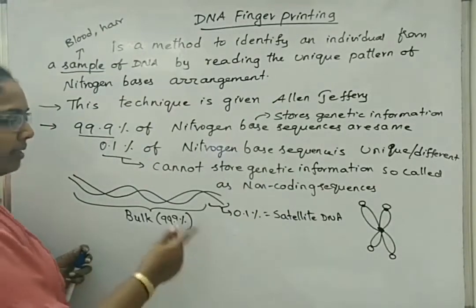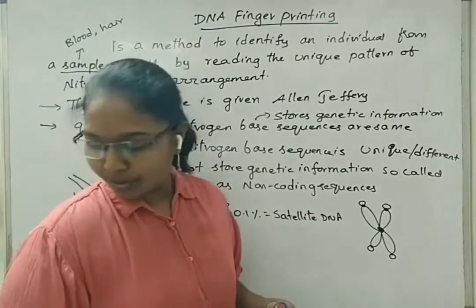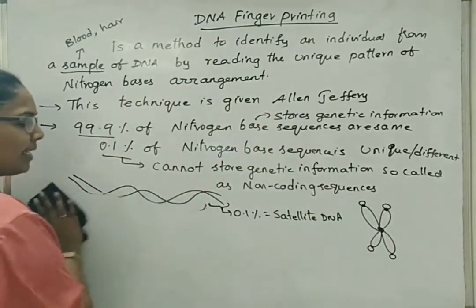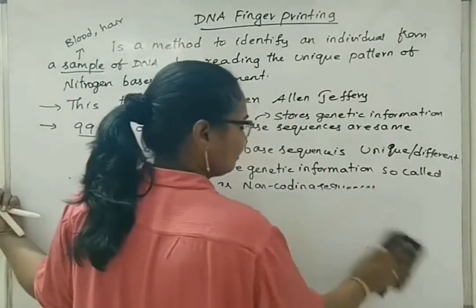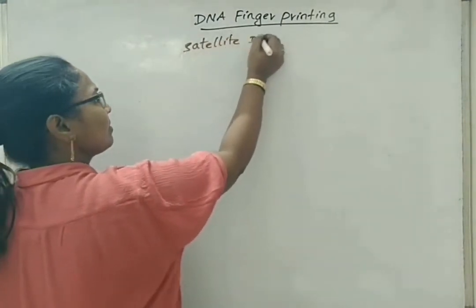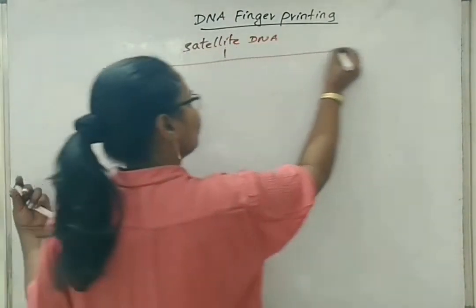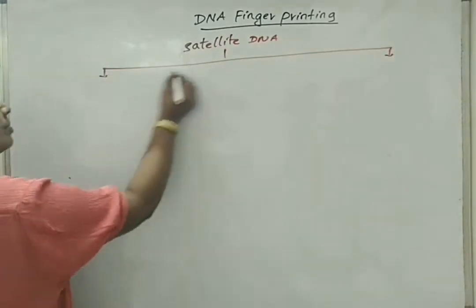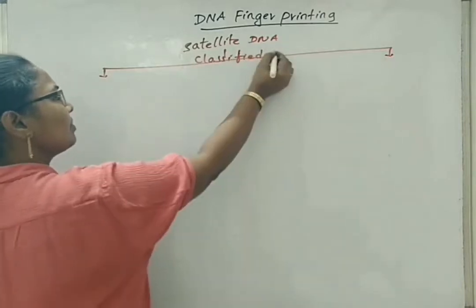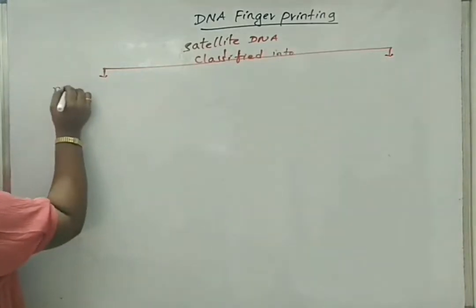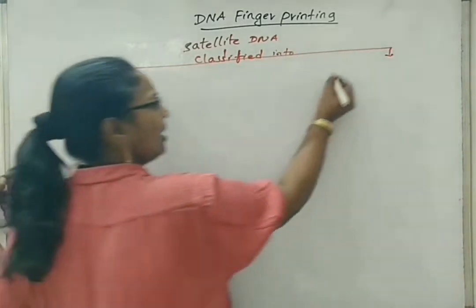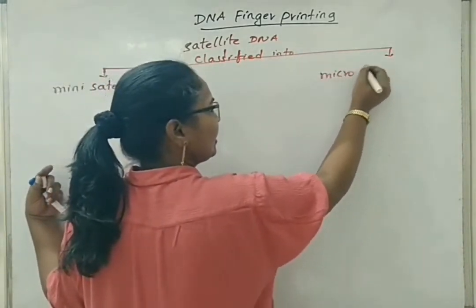Now, satellite DNA is of two types. Satellite DNA is further classified into mini satellite DNA and microsatellite DNA.